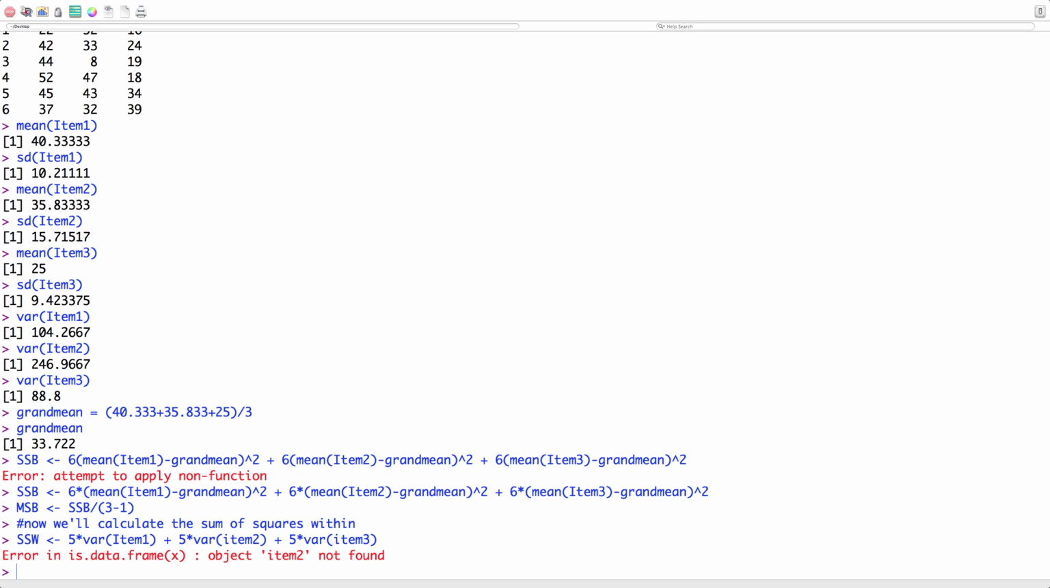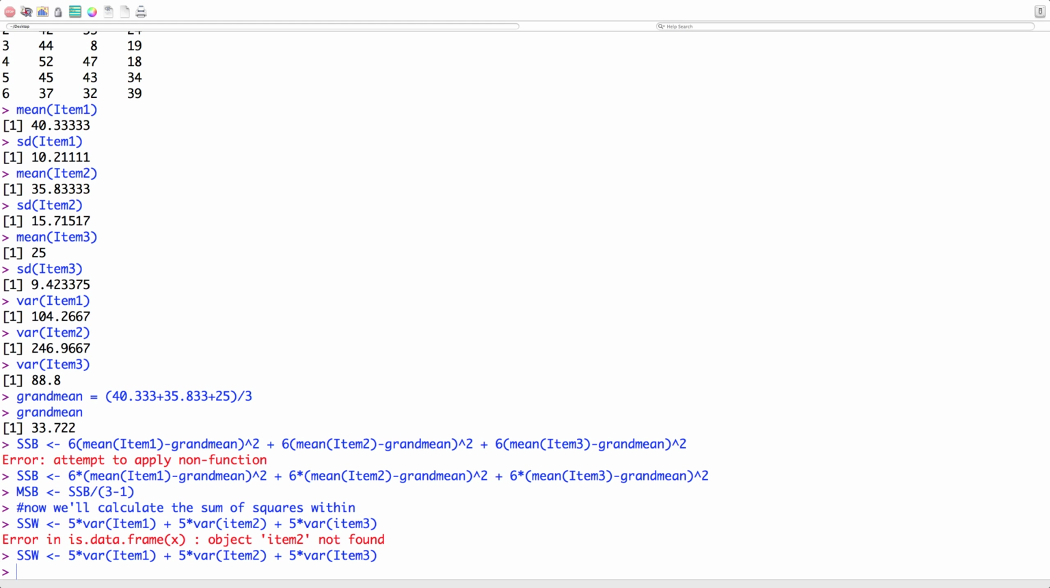All right. Yes, capitalization. All right, so it's going to work this time. So the mean square within is going to be our sum of squares within divided by its total sample size, which is 24, minus the total groups, which is 3.